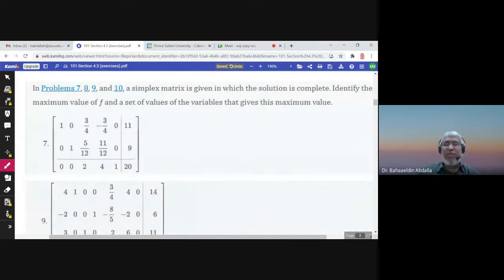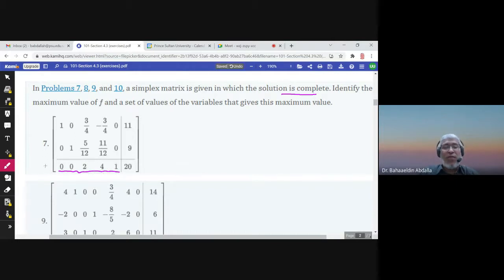Here, a simplex matrix is given in which the solution is complete. So this is the final simplex matrix. Identify the maximum value of f and the set of values of the variables that gives the maximum value. So from the matrix, this is a final matrix. We know that it's final because all the indicators are non-negative. All the indicators, these numbers, are non-negative.